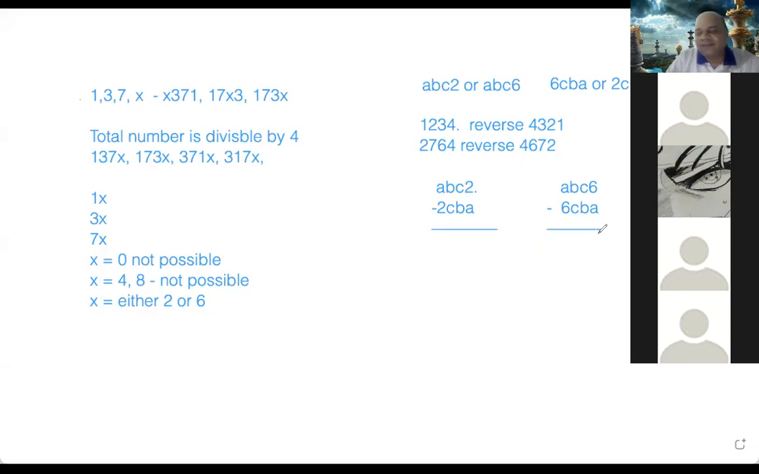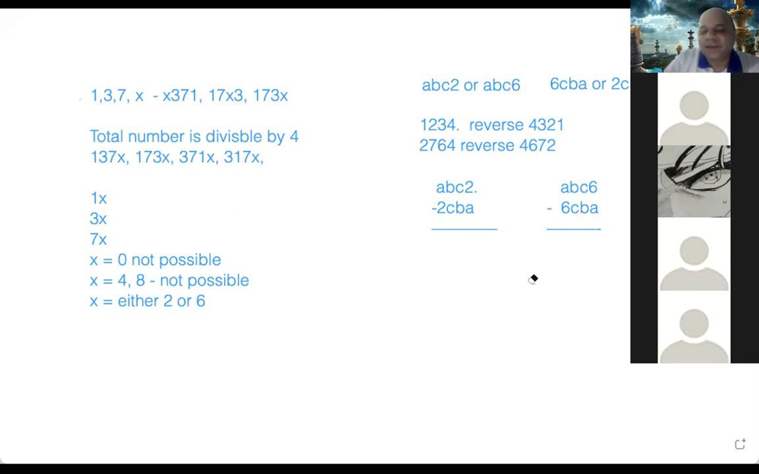So whiteboard again, let's go back. Last digit is 5. When will this be? A can be either 1, 3 or 7. Now when will it be that the number ABC2 minus 2CBA will be ending with 5? If A is equal to 1, can it end with 5? No. Because if A is 1, just do the subtraction here: 2 minus 1 will be 1. It will be ending with 1 here. So A cannot be 1.